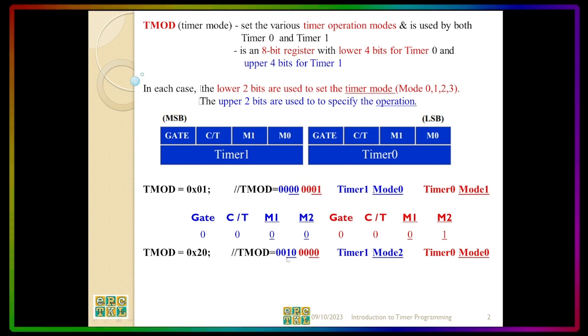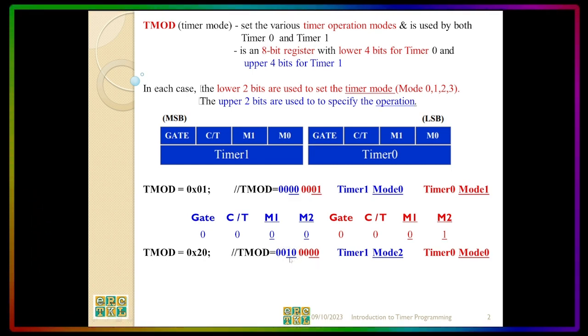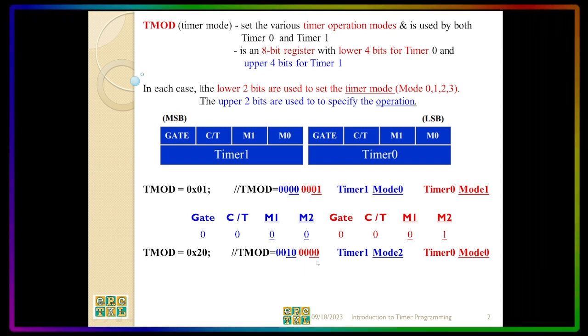So this is actually saying we want to use timer 1, mode 2, and we can also use timer 0, mode 0. But in general, because timer 1 has the number 10, we can say that the priority to use is timer 1, mode 2, although we can also use timer 0, mode 0.